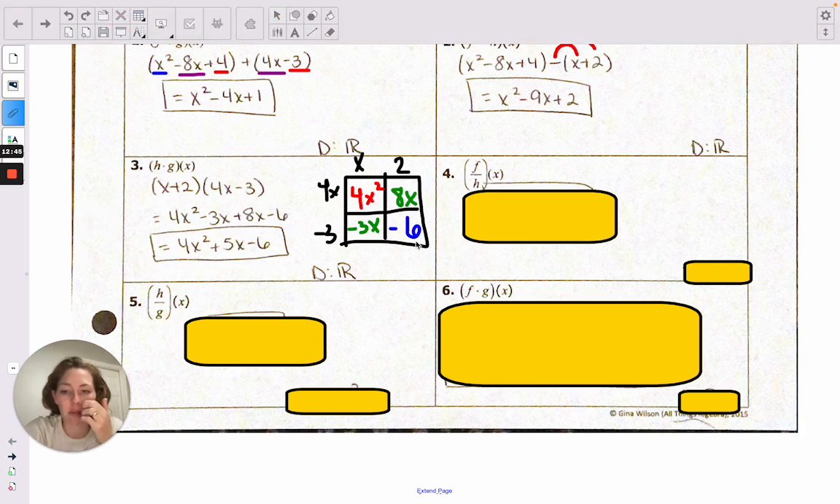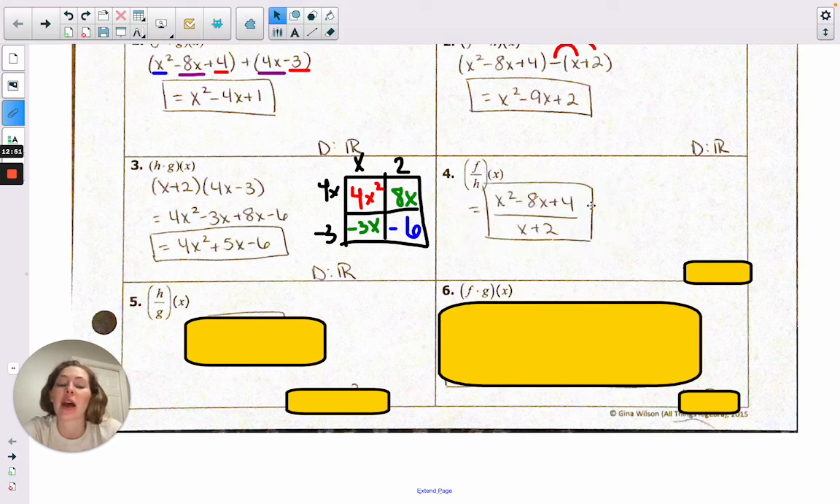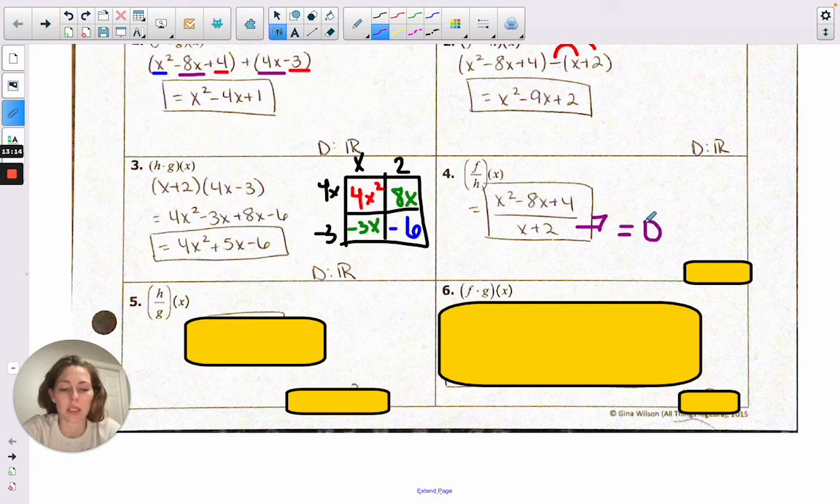All right, and then number 4 is division, f on top, h on the bottom of x. This is pretty easy because you're just going to write the f part over the h part. Later, I believe in unit 4, we are going to break this down and see if there's any factors in common that we would cancel, but for now, we're stopping here. There is no factors that we can cancel. This is where that domain restriction comes into play, okay? What's going to make the bottom equal 0?